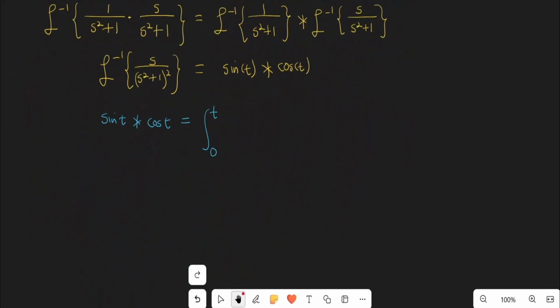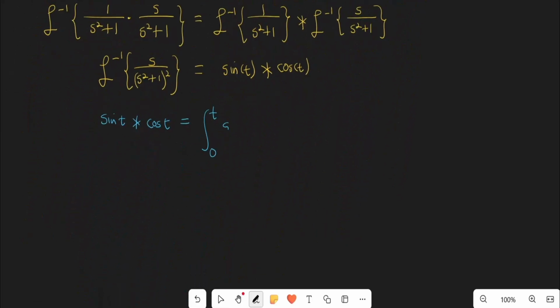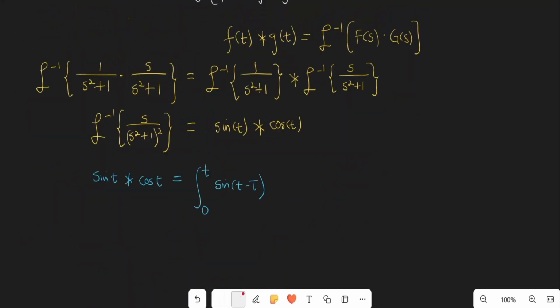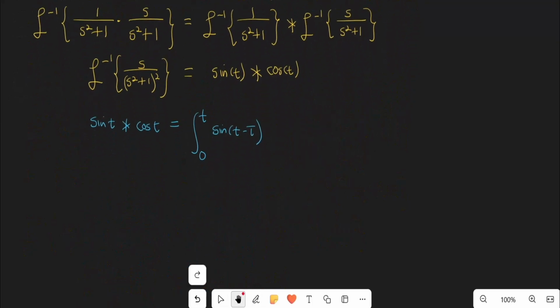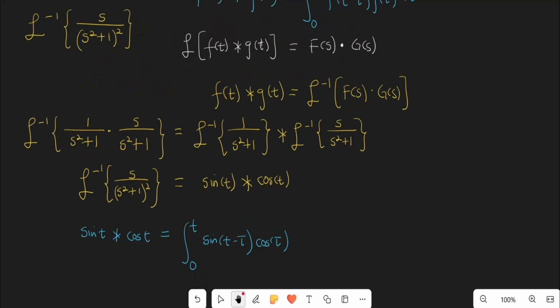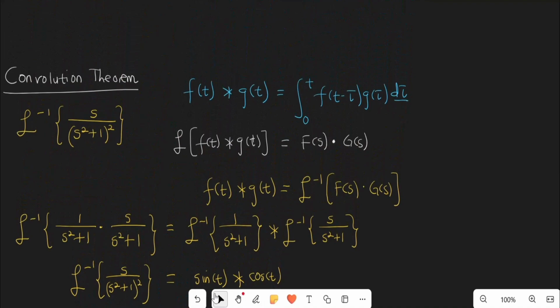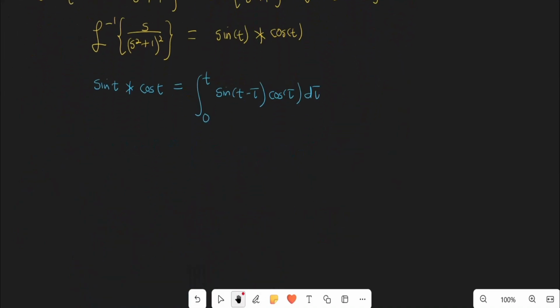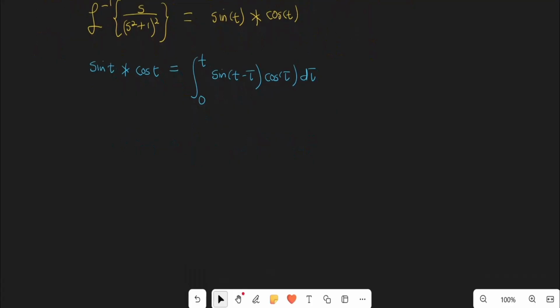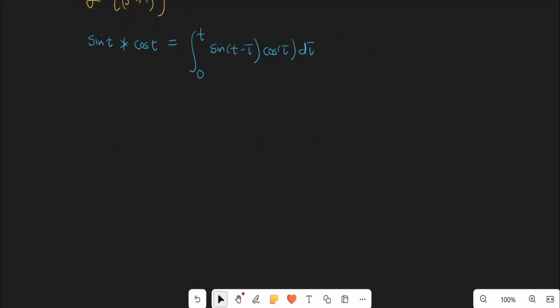So the first function here is sine of t. So this one is going to be sine of t minus tau, like this. And the next one is going to be g of tau, right? So the g function is the cosine of t, but this one is now going to be cosine of tau. And then we are integrating with respect to tau, right? So let's integrate this one with respect to tau. This question has now been turned into an integral question.